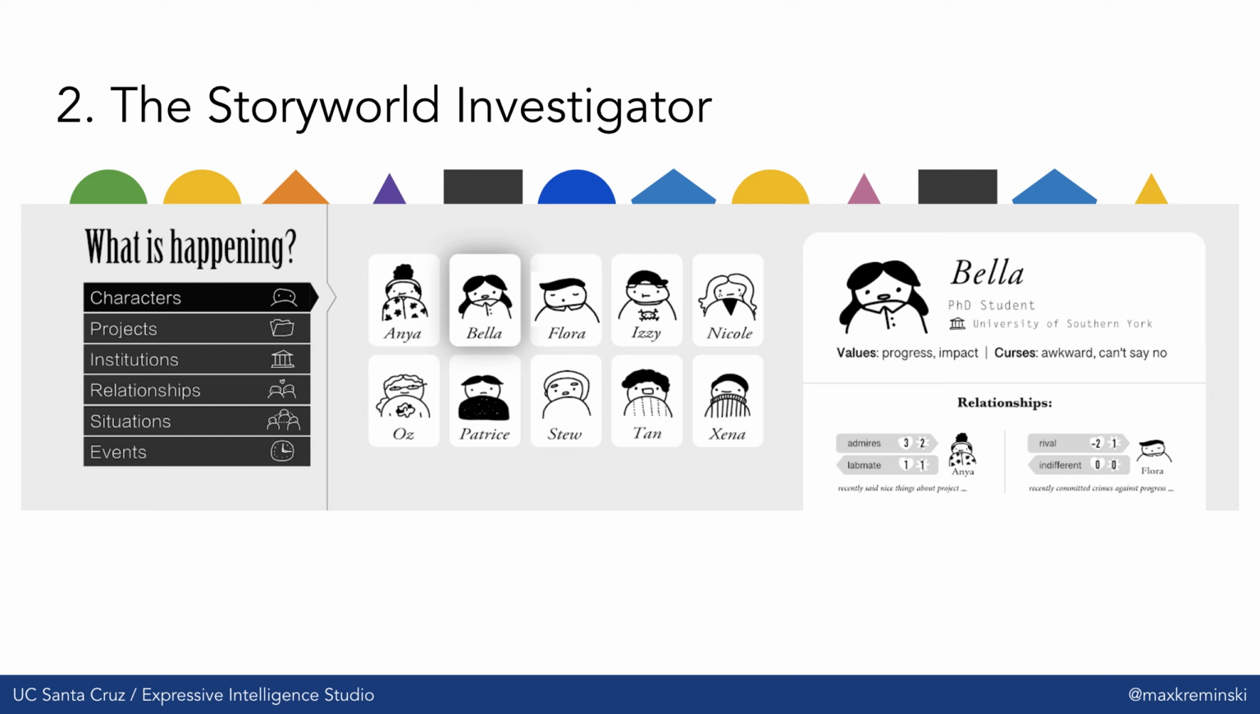And then on the right-hand side, we've got a detailed view of the currently selected entity, in this case, Bella, a character in this story world. We can see her values, we can see her curses, which are things that inhibit her actions in some ways, and relationships that she has with other characters are summarized briefly below. You can click on these other characters, like Anya and Flora, to see more about those characters and their context in the story world. So all of this is a set of tools that do the same thing that James does in feeding information to Ben in a Bad News play session.